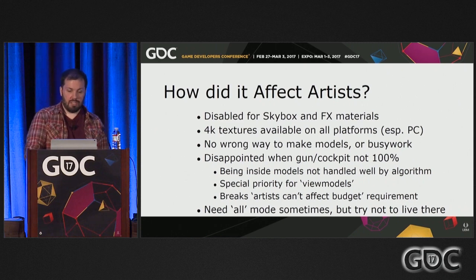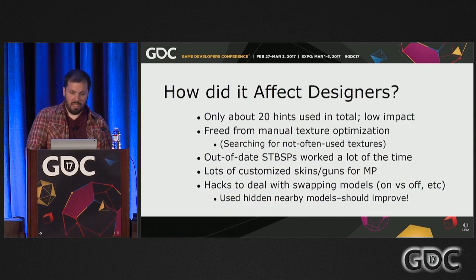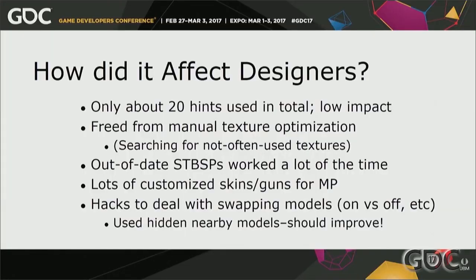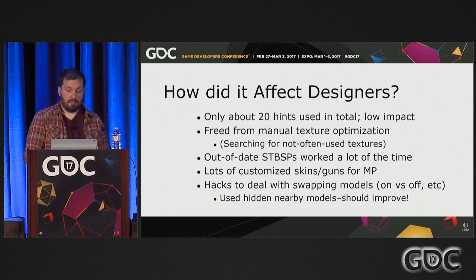And we try to encourage artists not to use all mode all the time. They like to use all mode because it loads everything in and it looks as good as it can, but we want them to see what the player's going to see. As far as designers, we didn't really use very many hints, ultimately. It saved designer time because usually they have to do a pass late in the project where they look for textures that aren't used that often and get rid of them, but now it just doesn't matter because those rarely used textures will only take 64K or a bit more than 64K of memory. And we did achieve the goal of having lots of customized skins and guns for multiplayer.